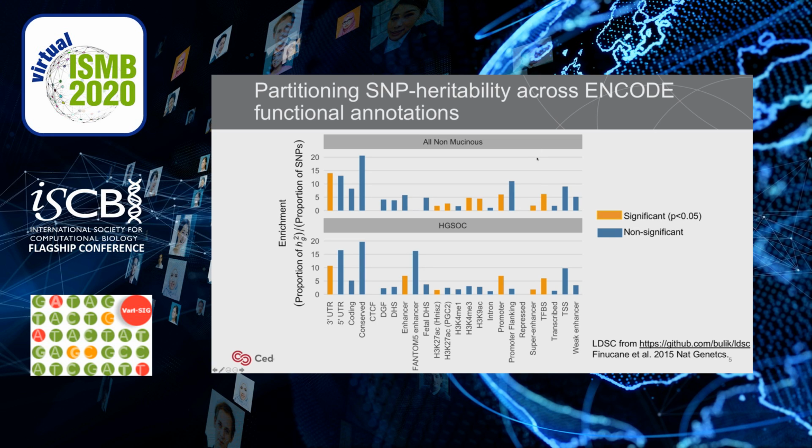Okay, so here's the result. Significant enrichment were colored in orange, and non-significant enrichment were in blue. As you can see from the figure here, we observe a strong enrichment from the 3' UTR regions in both all non-mucinous and HGSOC subtypes. We also observe significant signal in regulatory elements like enhancers and promoters.